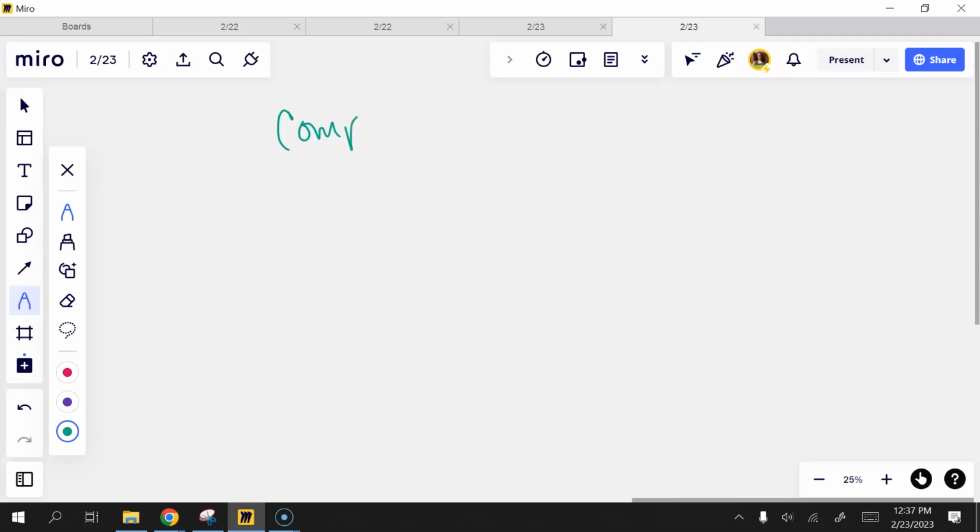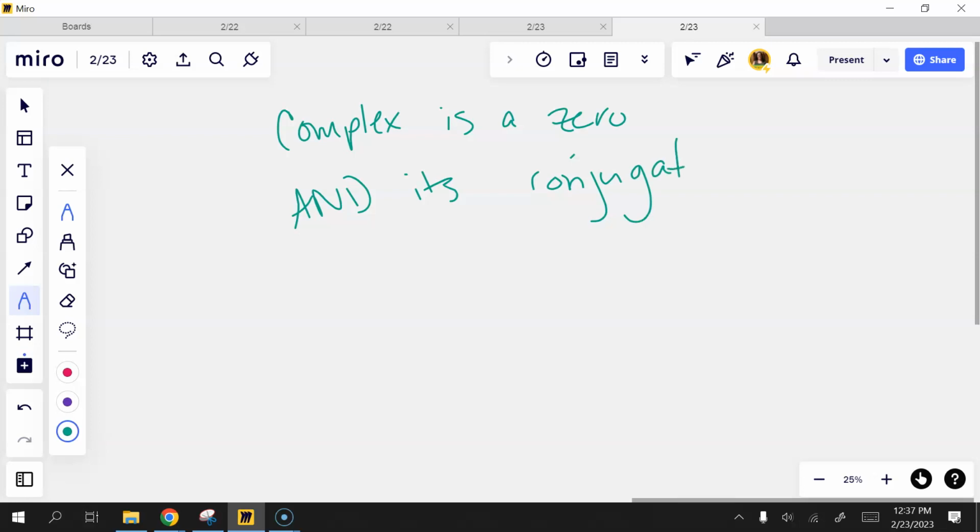The complex is a 0, and its conjugate is a 0. I'm glad I went back and foiled that out because I wouldn't have found it. We don't use this a whole lot.